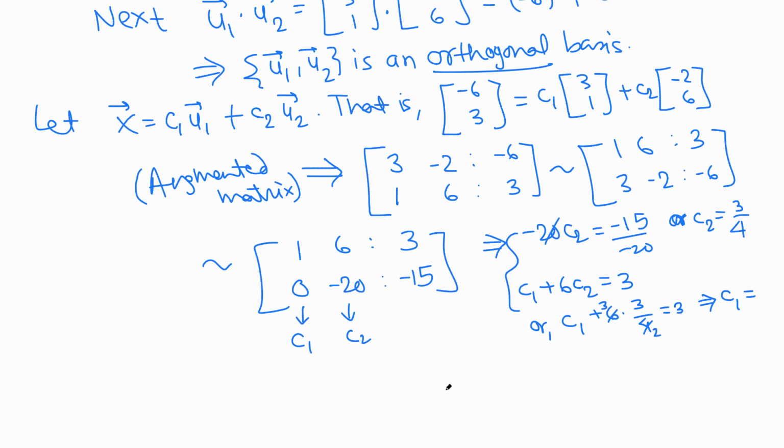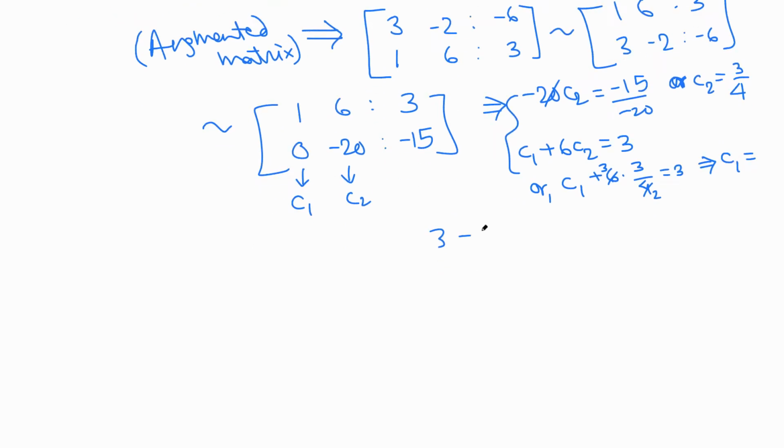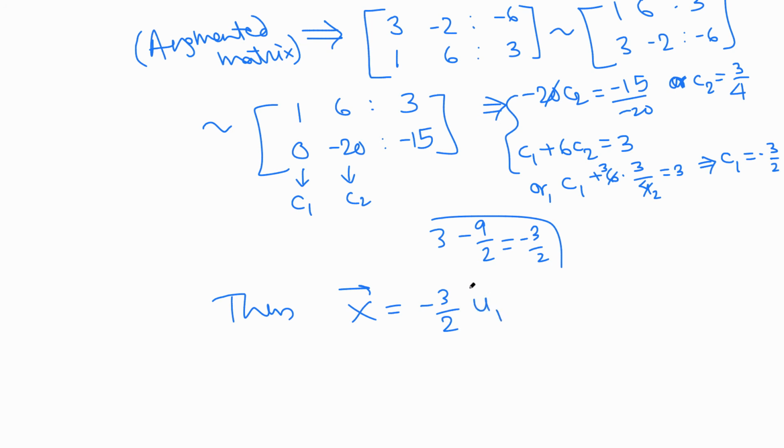So c1 equals 3 minus 9 halves. 3 minus 9 halves is negative 3 halves. So thus x is c1, which is negative 3 halves, times u1, plus c2, which is 3/4, times u2. Okay, final.